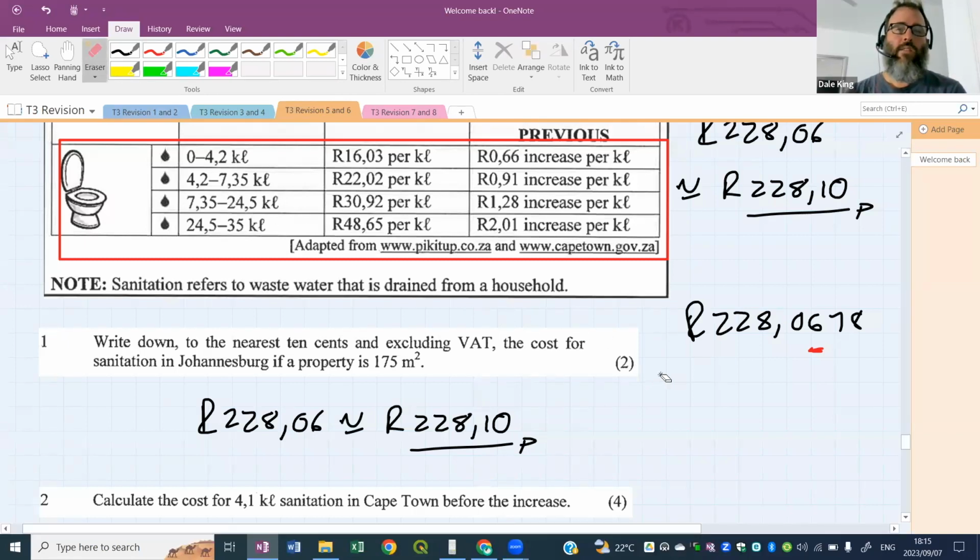So I don't think they'll say that. If they do, they're very nasty. 10 cents, a rand, 10 rands, or 100 rands. That's what they'll choose. So it's rounding off to a cent, which means the second decimal place, which is what we round off to anyway. So I don't think they'll say to the nearest cent.